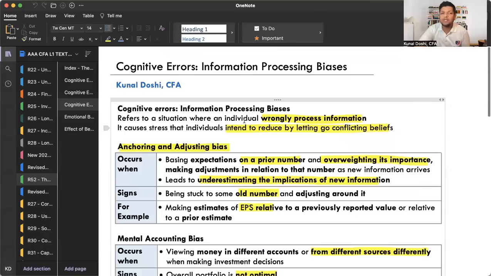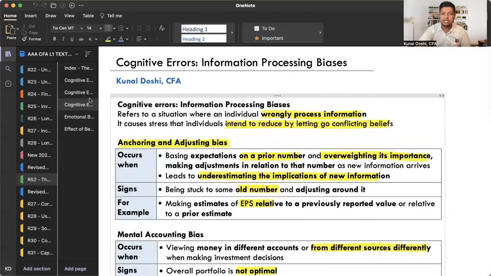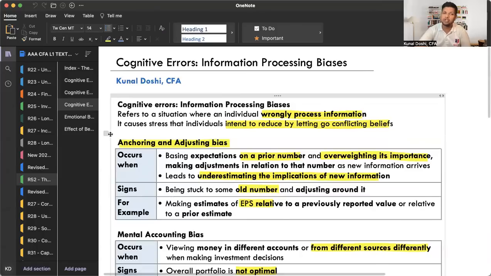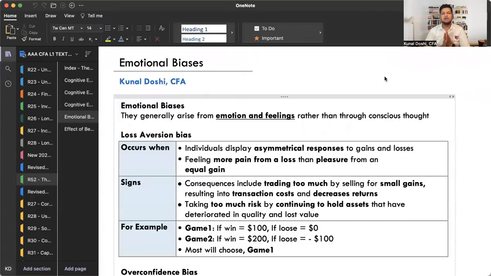So this is what we discussed with cognitive errors, information processing bias. And before that, we understood belief perseverance. Both these cognitive errors cause stress, and you probably want to ignore them, but they can be corrected with more education. Now let's understand emotional biases. They generally arise from emotions and feelings rather than conscious thought. Remember, emotional biases are difficult to overcome because they are reactions.